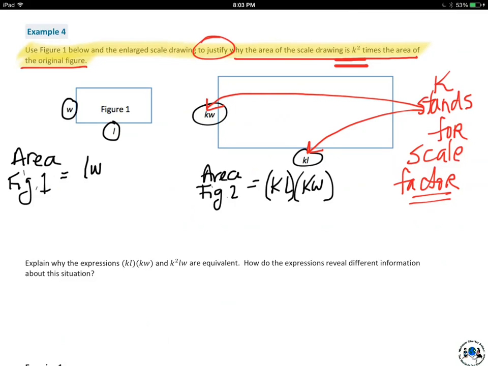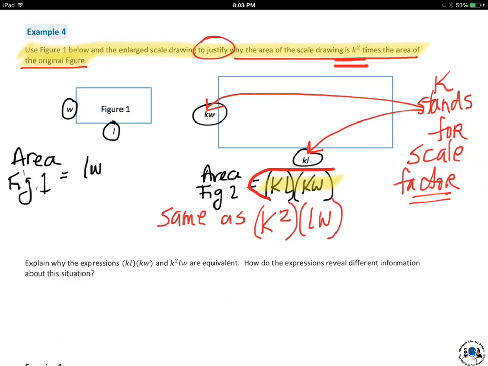Okay, that scale factor, whatever it may be. Again, we don't have any lengths or any widths, so we have no measurements here whatsoever. So we're not going to calculate any kind of scale factor here. But if we did, that's what that K would be standing for. So same as K squared times LW. So the way this is written here, KL times KW, which of course is just simply this times this, which makes sense, length times width, all right, is the same as this here, okay?